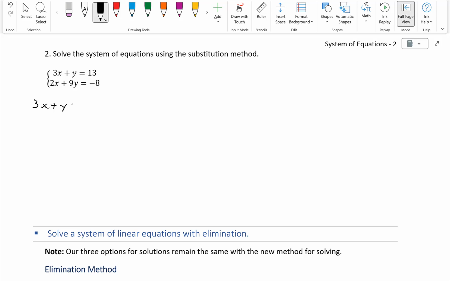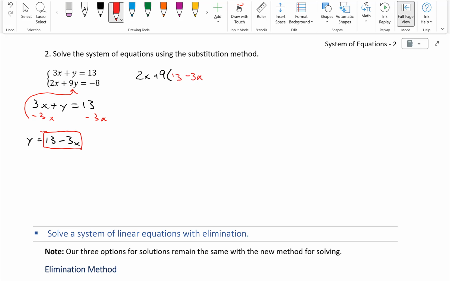So I have 3x plus y equals 13. I can subtract that 3x on both sides to isolate y. So y would equal 13 minus 3x. I can take that whole expression for y and substitute it into my other equation. So I'm going to get 2x plus 9 times 13 minus 3x, and that's going to be equal to negative 8.